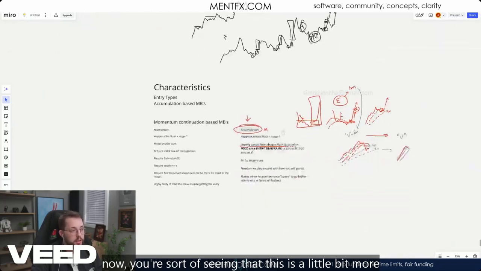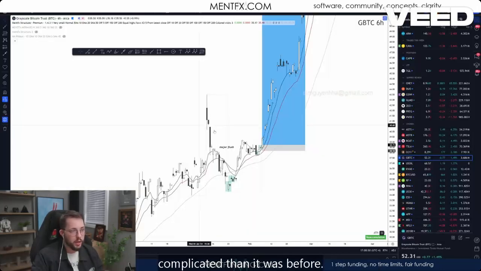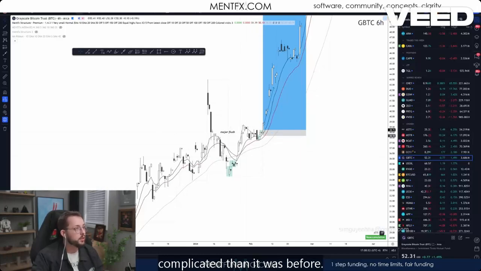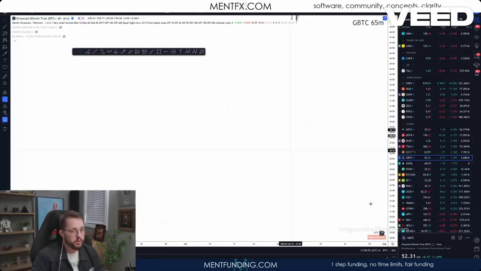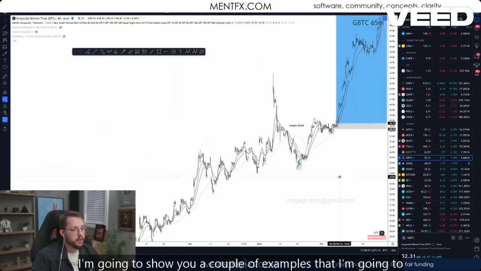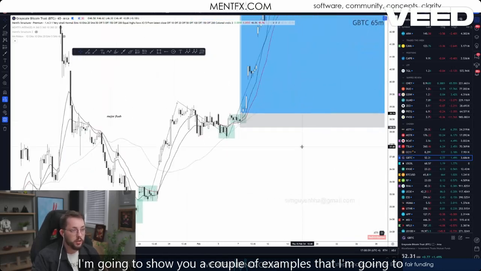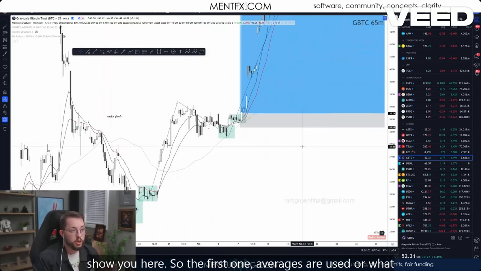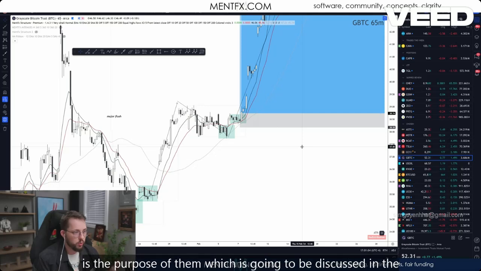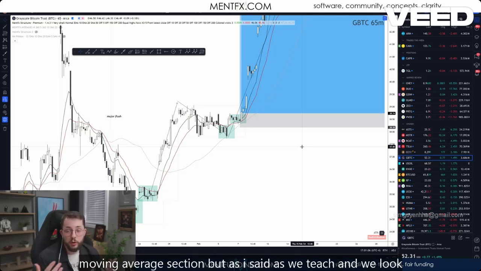These are characteristics of these entry bases, right? And that's what creates those really nice opportunities. That's where they're coming from, right? So now you understand how they might interact with some of the moving averages, even though you might not understand 100% why these moving averages are used or what the purpose of them is, which is going to be discussed in the moving average section.